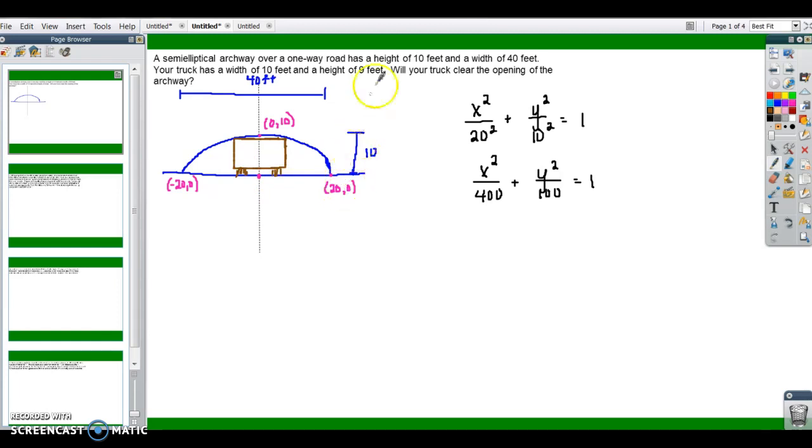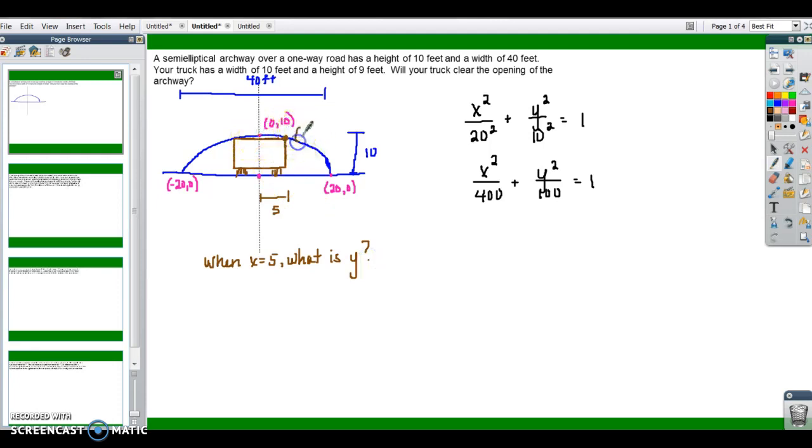And what I'm trying to determine: will my truck clear the opening of the archway? If my truck has a width of 10 feet, that means from here out to here, this is 5 feet. So I'm trying to figure out the height of the archway at that point 5 feet from that vertical. Basically, what I'm trying to figure out is, when x is equal to 5, what is y? What is the height of the archway?